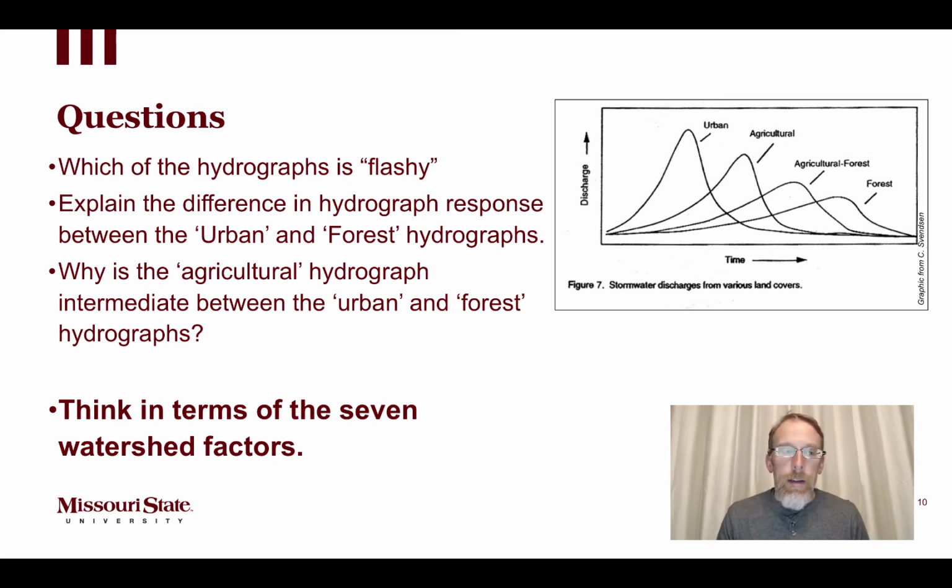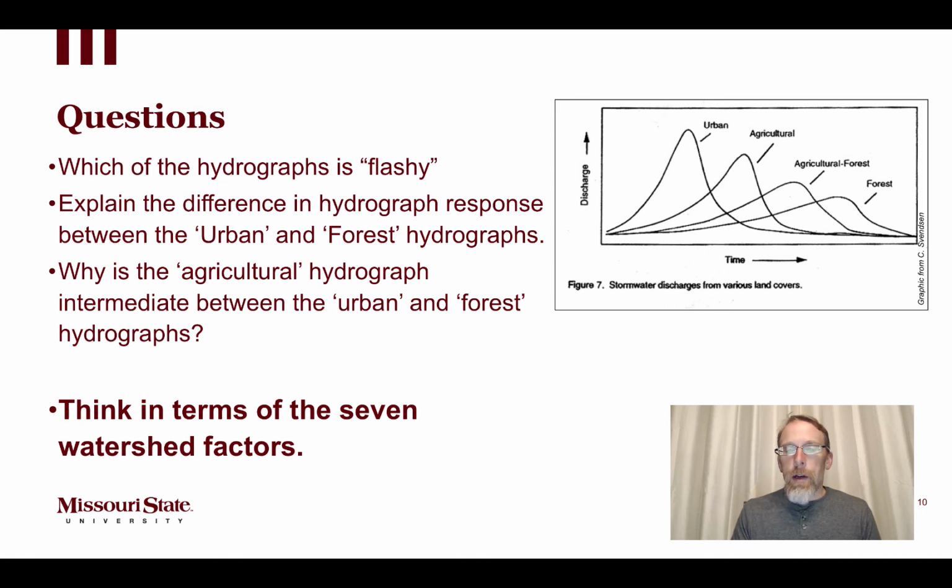So the questions I leave you with on this slide are, which of the hydrographs is flashy? Hopefully you can answer that question based on this lecture. Explain the difference in hydrograph response between the urban and forest hydrographs. I've discussed that. And answer, why is the agricultural hydrograph intermediate between the urban and forest hydrographs? And I want you to think in terms of the 7 watershed factors.